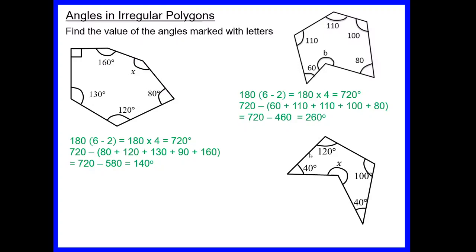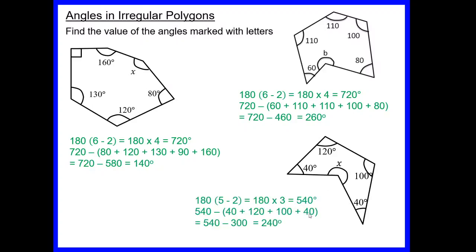And finally the last one then, 1, 2, 3, 4, 5 sides this time. So again, if I want to check, I can split that up into 3 triangles. 3 times 180 is 540 degrees. Add up all the angles I know, that comes to 300. 540 take away 300 means that x is 240 degrees.